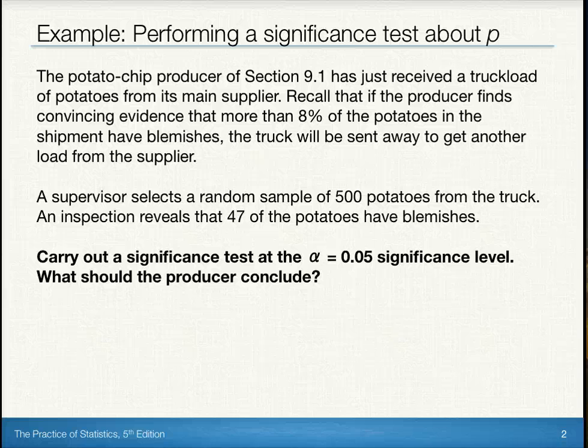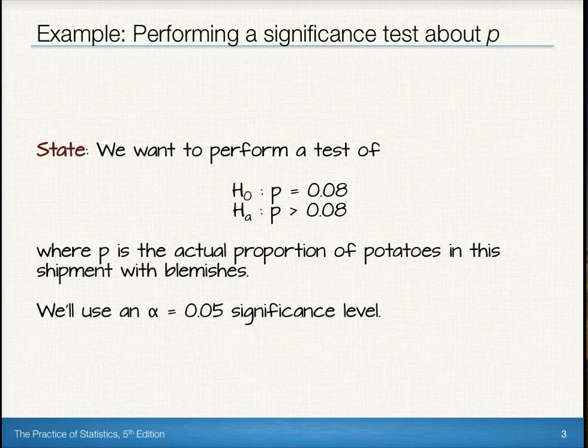Suppose a supervisor selects a random sample of 500 potatoes from the truck and an inspection reveals that 47 of those potatoes have blemishes. Let's carry out a significance test at the 5% significance level and then determine what the producer should conclude. To do this, we'll follow our four-step process, starting by stating the problem.